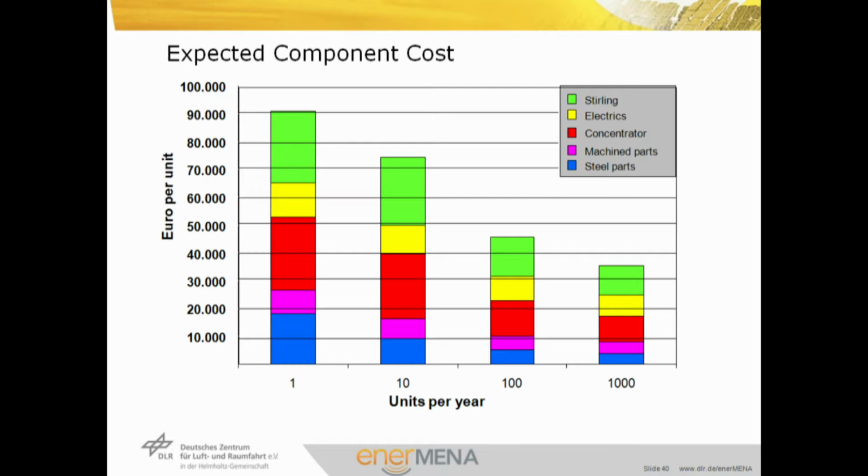Here you can see the contribution of the components to the total costs. The costs are divided into Stirling engine, electrics, concentrator, machine parts and simple steel parts. Furthermore, you can see the production cost decreasing with higher production rate, which is quite logical. Please don't pay too much attention to the numbers, because production costs vary very much between different systems, and this is just an example.